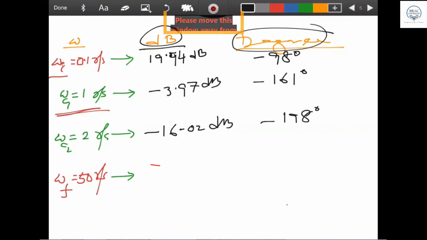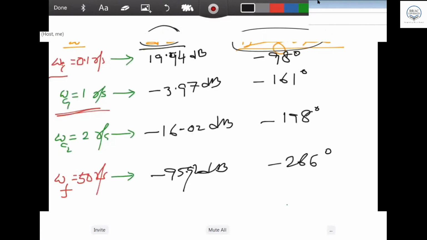Then what is the next one? Minus 95.92 dB. And what is the angle? Minus 266 degree. Yes, sir. Okay. Now the other guy, the second guy.